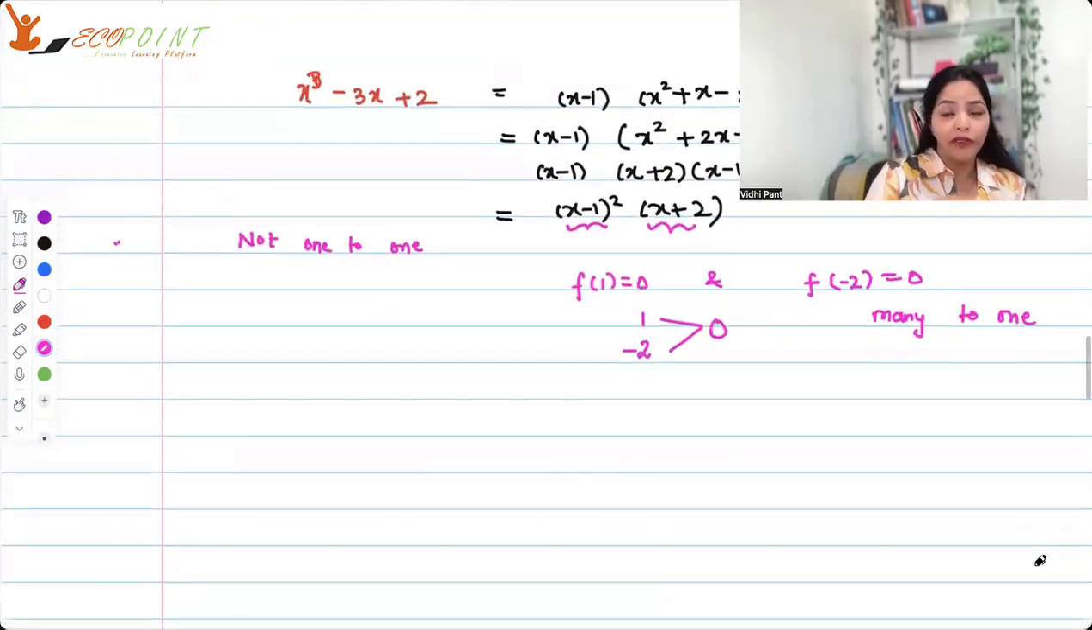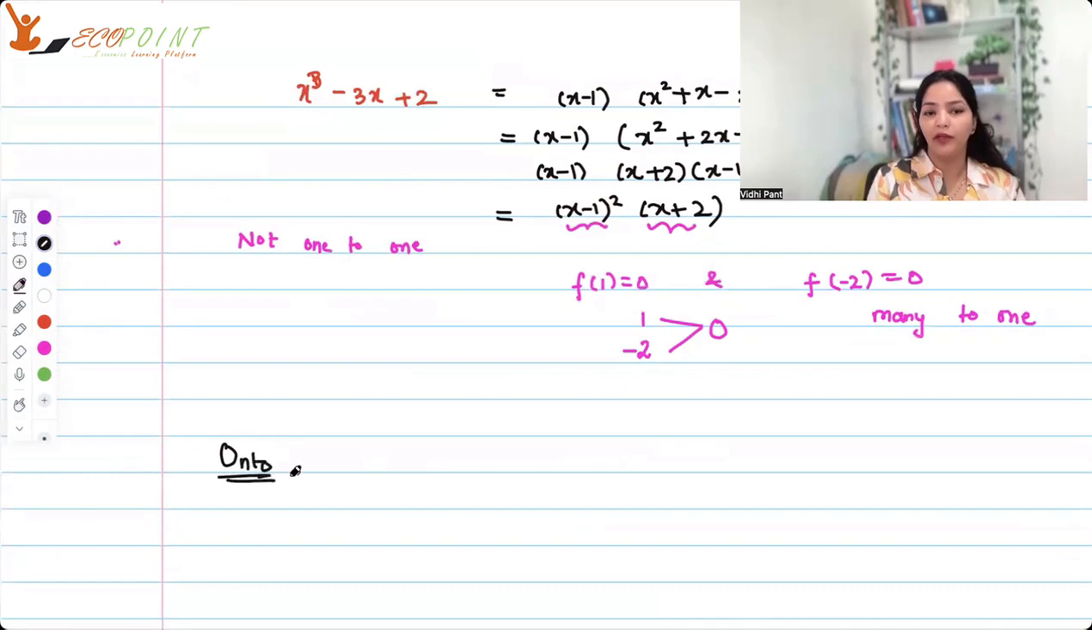Now, if I want to figure out whether this is an onto function or not, for onto, what do I require? I require the range to be equal to the codomain. Since I did not provide you with anything, I asked you to assume it to be an R to R function. So that means the codomain is R. What about the range for this function? How will you figure out the range?